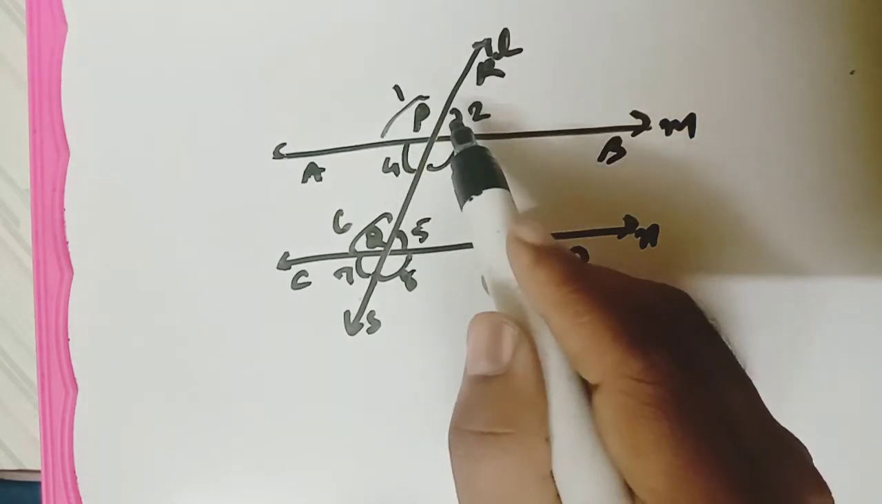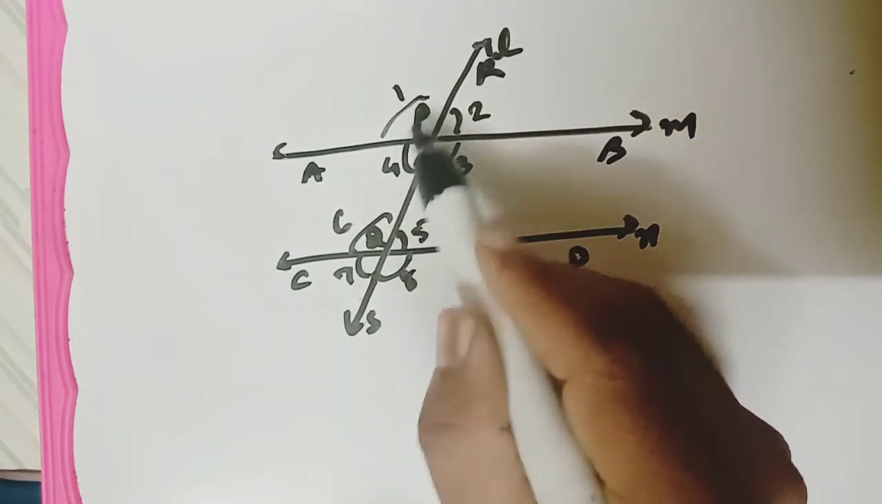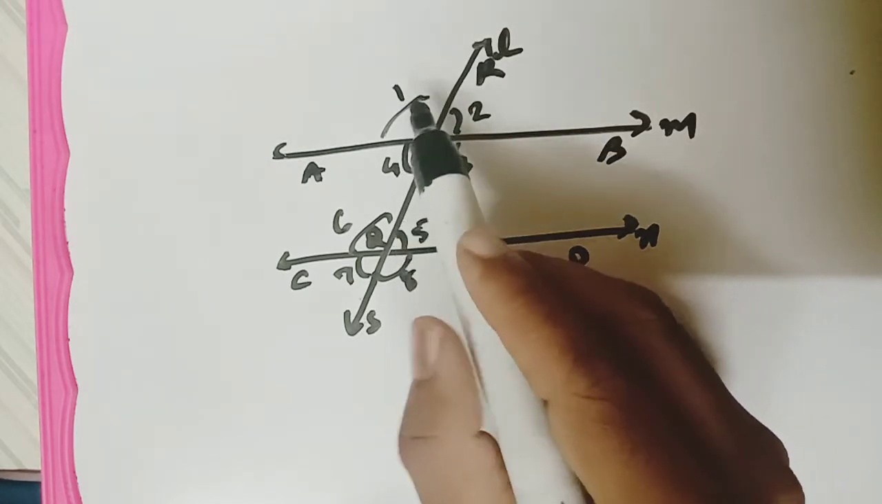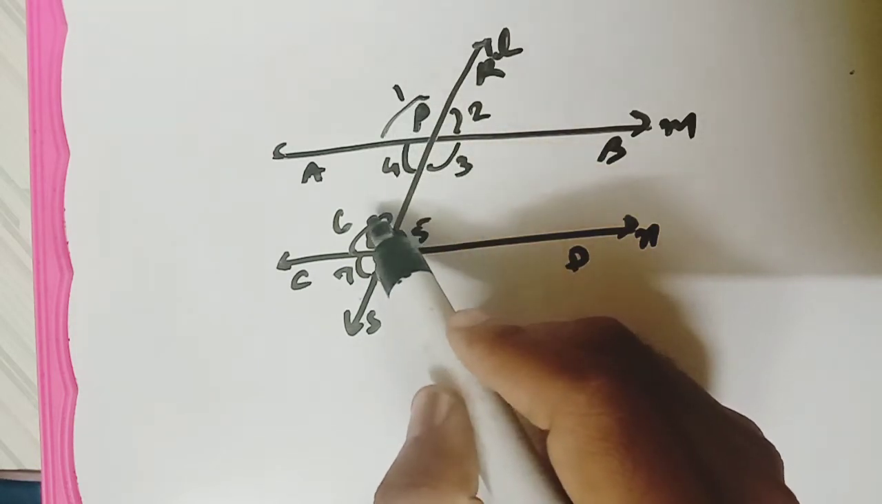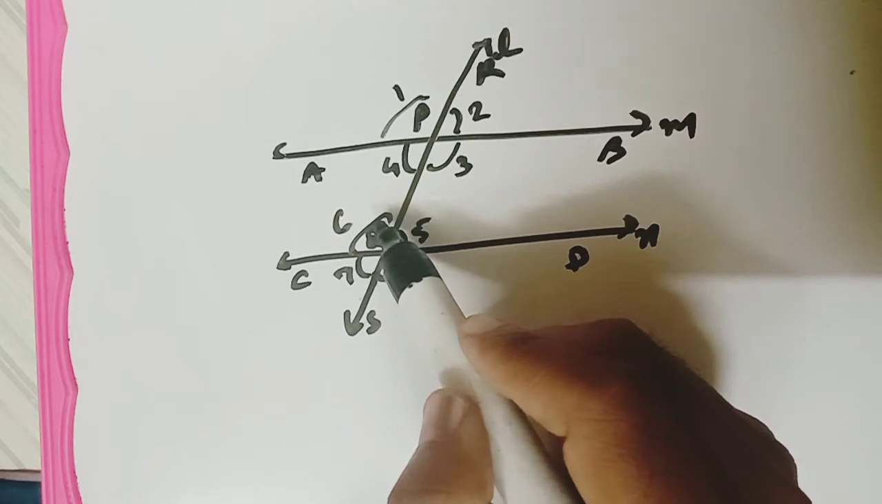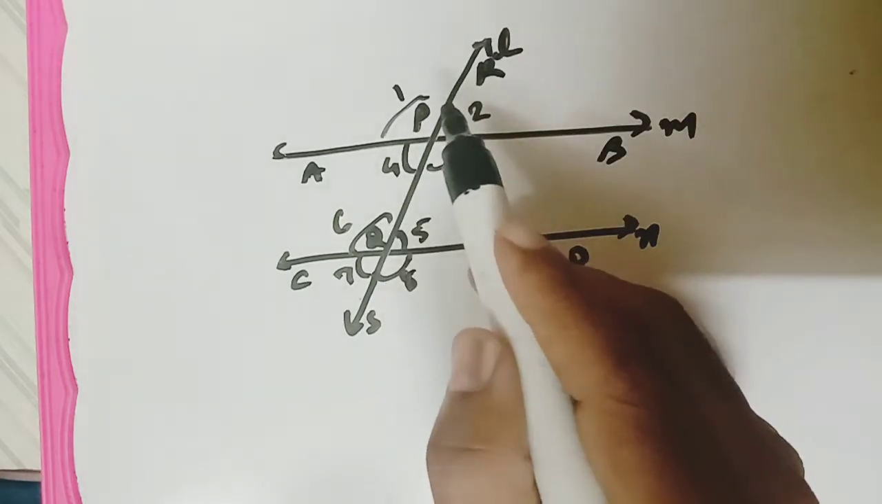Now its opposite result: if the corresponding angles formed by two lines are equal, then the lines are parallel. So this becomes a vice versa. If the lines are parallel, corresponding angles are equal, and if corresponding angles are equal, then the lines are parallel.